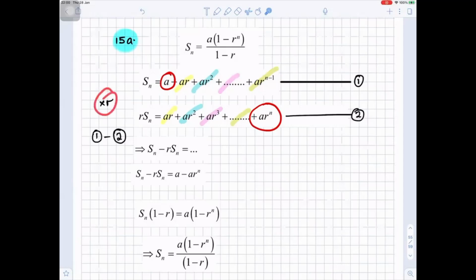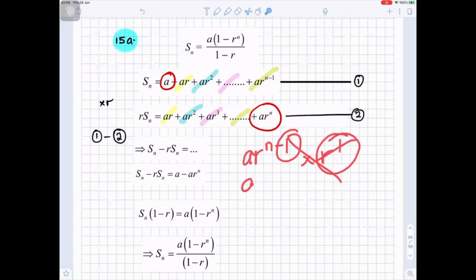Suppose we multiply by r. So we times this by r, times this by r, and so on. This will become rSn. The first one will become ar, the second one will become ar squared, the third one will become ar cubed. The last one will become ar to the n, because n minus 1 plus the extra r gives n. It's like saying ar to the n minus 1 times r to the 1, so you're left with ar to the n.